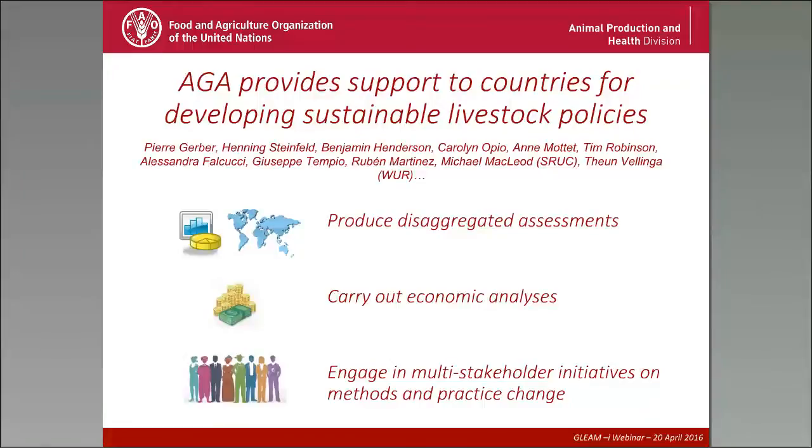The Animal Production and Health Division of FAO provides support to countries for developing sustainable livestock policies. You have here a non-exhaustive list of people involved within FAO and also partners in this effort. An effort that is organized around three main areas of activities. The first one being the production of disaggregated assessments, assessments of livestock production, impact on the environment, impact on the livestock sector, and so on. The second area of activities is around economic analysis, for example, the production of mitigation abatement cost curves. And the third one is to engage with the stakeholders of the sector in initiatives on methods, but also on policy dialogue about practice change. And I'm referring here to the Global Agenda for Sustainable Livestock and the LEAP partnership.